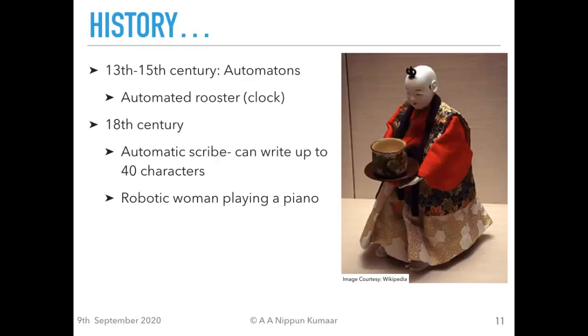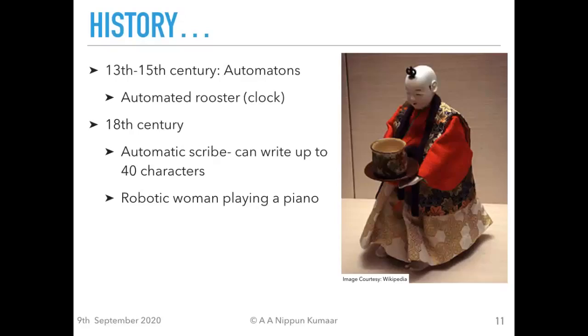They call them automatons. So what is an automaton? It's basically an automatic mechanical device. Electronics were not there at all at that time. So basically, those kind of automatons are considered to be that period's robots, obviously.